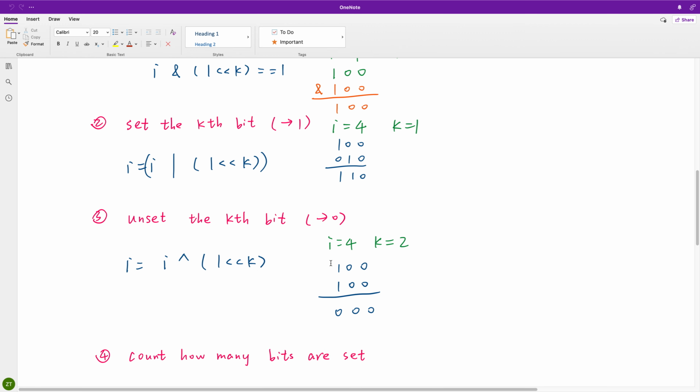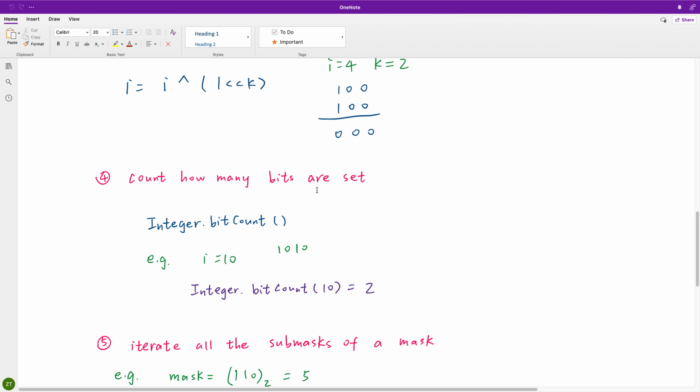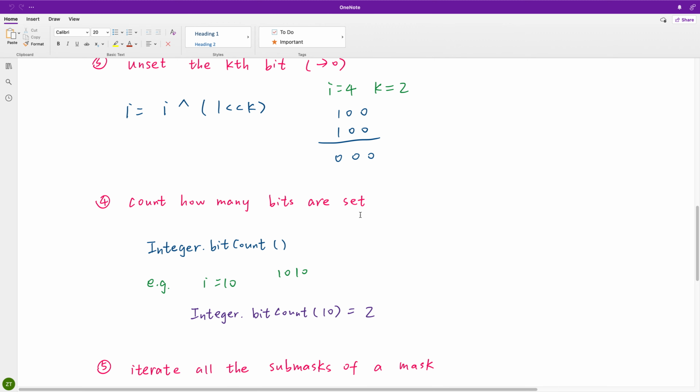commonly used operations. Another one is counting how many bits are set. So given any number, we can quickly know how many ones are in its binary representation. In this example, if i equals 10, then we call Integer.bitCount(10), and we will return 2, because 1010 is the binary representation of the decimal number 10. So we return 2. This is an API that has been implemented by Java, so we can just call it.